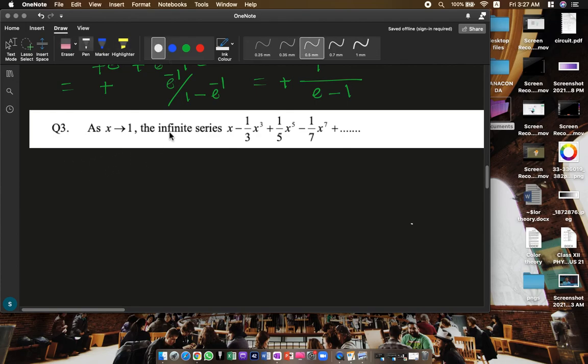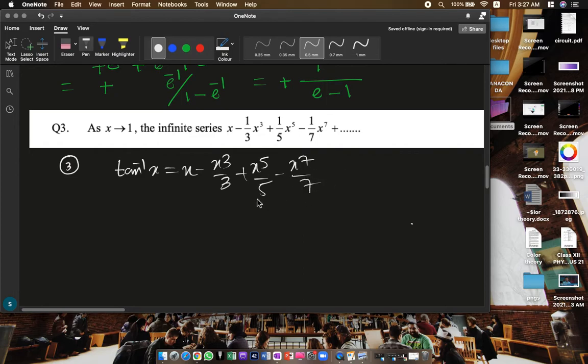Moving on to the next problem, problem number 3. In this problem I can see that an infinite series is given, and if you don't know this series, then it will be really difficult for you to solve. As I know the series, this is basically the tan inverse x series, where x minus x cubed by 3 plus x to the power 5 by 5 minus x to the power 7 by 7.